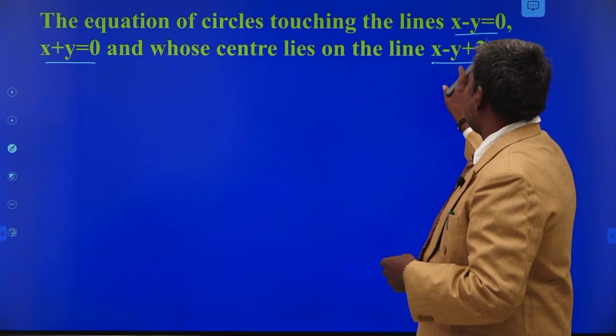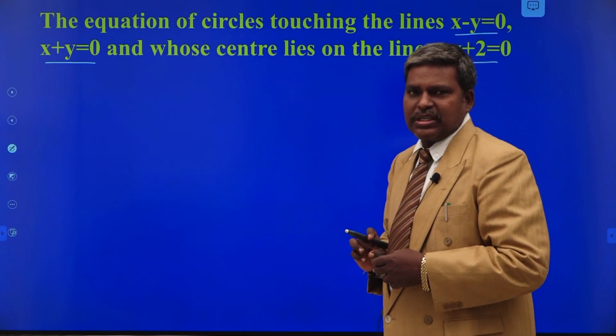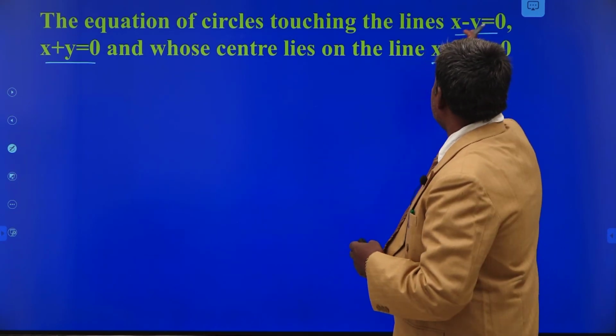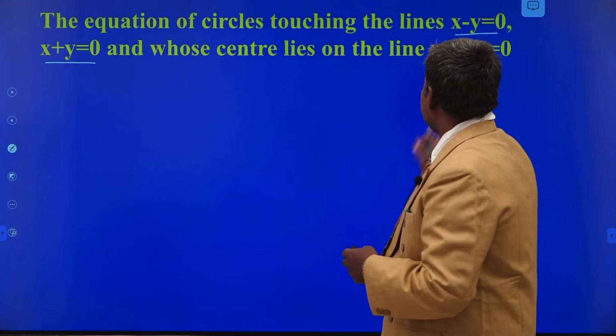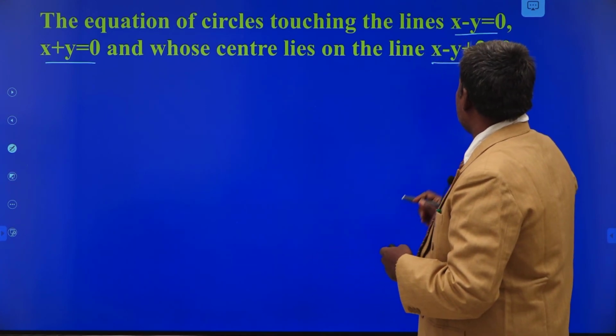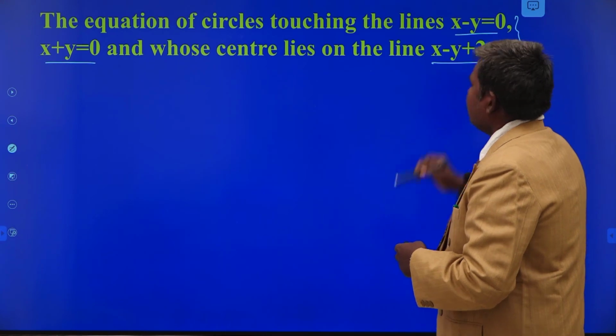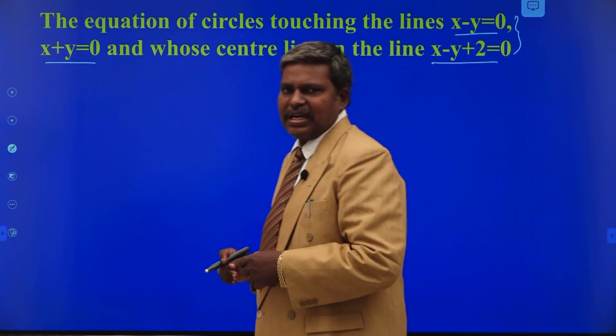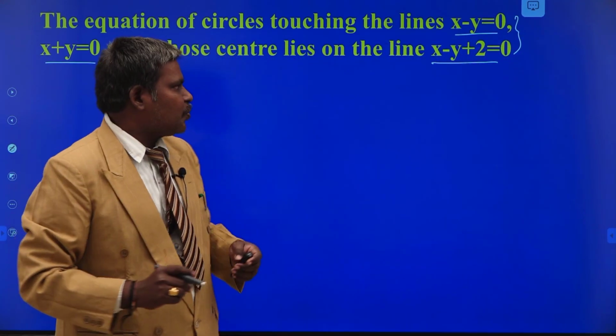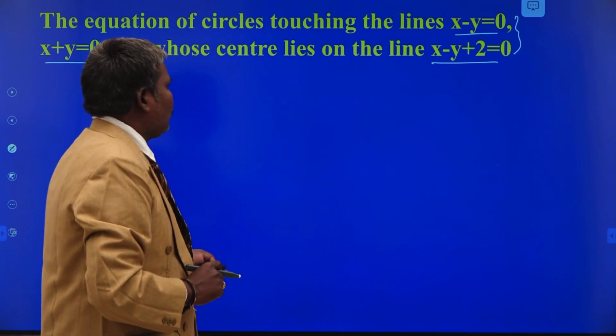Whose centers lie on what? x minus y plus 2 equal to 0. Your circle touches both the lines and its center lies on x minus y plus 2 equal to 0. x minus y plus 2 equal to 0 and x minus y equal to 0, these two lines are parallel. Understand? Let us try to draw the figure corresponding to the problem.